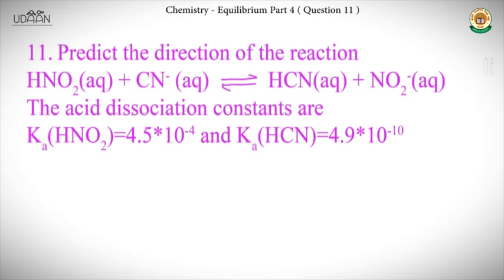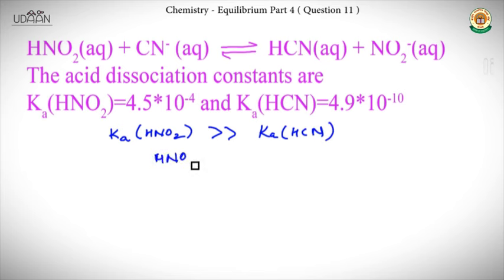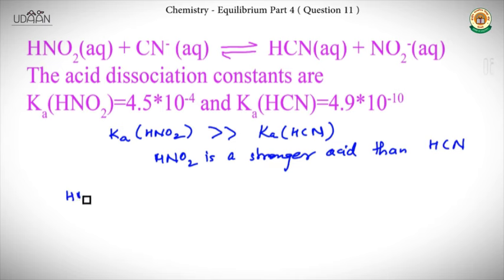As you see, there is a difference in the powers of 10 for both the Kas. So how will we do this question? Basically, the greater the acid dissociation constant of an acid, the stronger the acid. Since Ka for HNO2 is much greater than Ka for HCN, we know that HNO2 is a stronger acid than HCN.